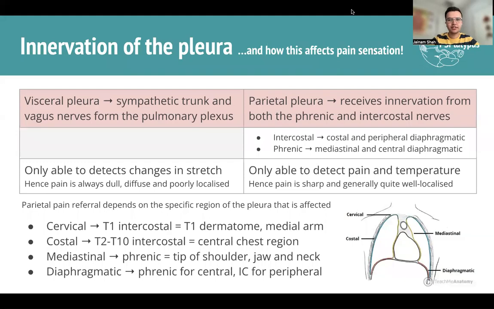All right, apologies for the interruption. I just restarted the recording. Where were we? So we were just discussing the innervation of the pleura.